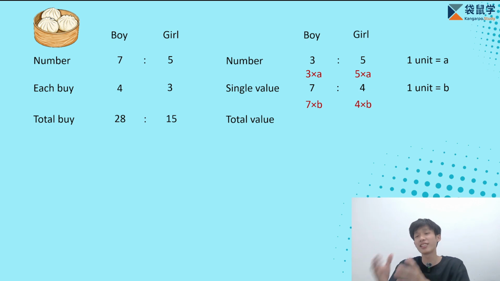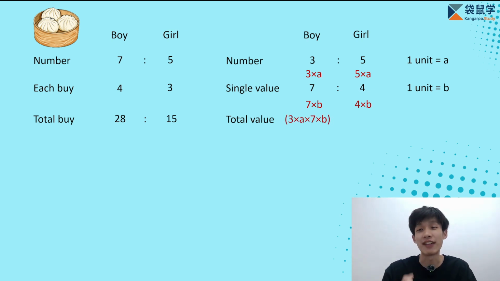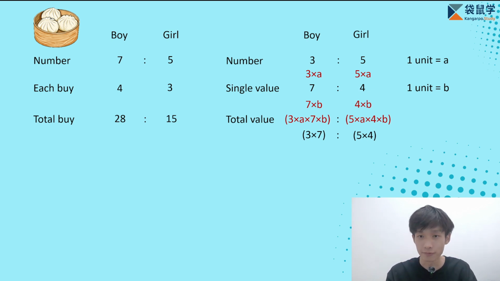Now we are using these letters to represent actual values, so let's count the actual total. What do we have? 3 times A times 7 times B for boys, and for girls, 5 times A times 4 times B. If we need to find the ratio between them, the next step will be simplification. What can be simplified? Yes, they both have A and they both have B, so A and B can be cancelled out, which gives us 3 times 7 and 5 times 4. Finally we have 21:20. It's exactly the same as we guessed.